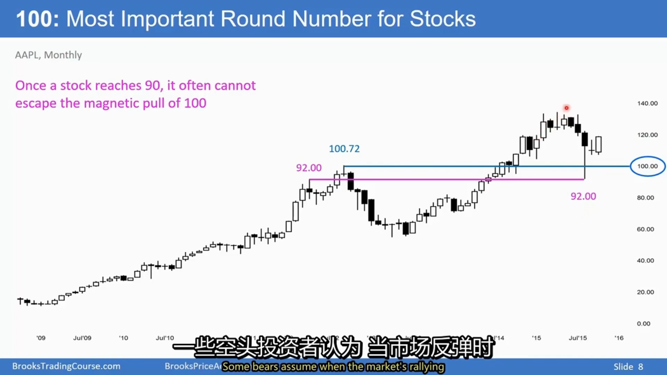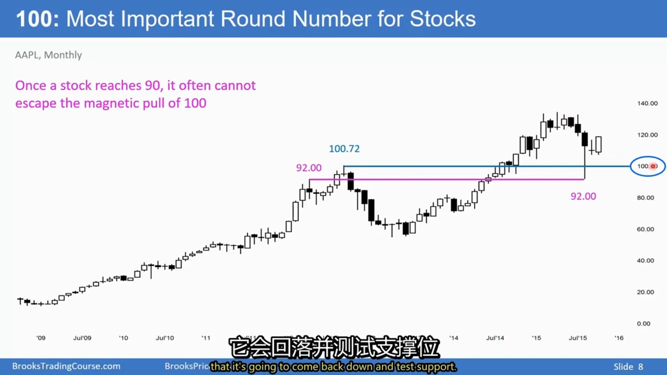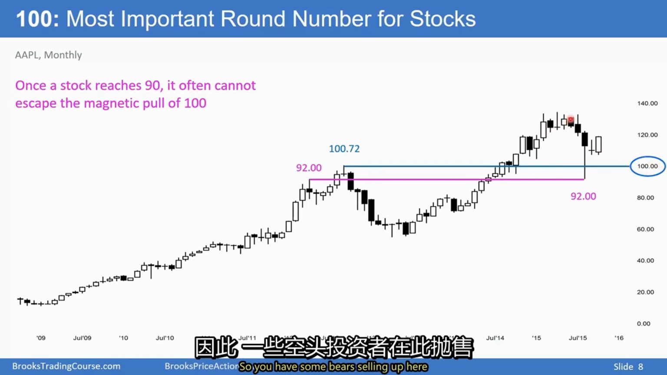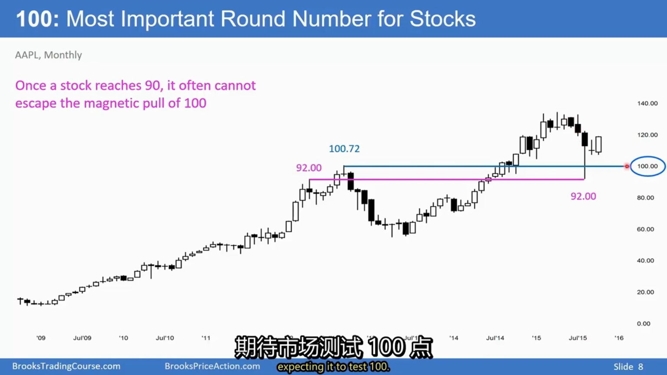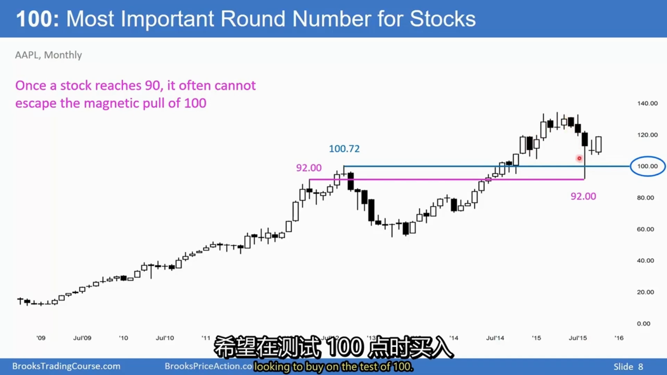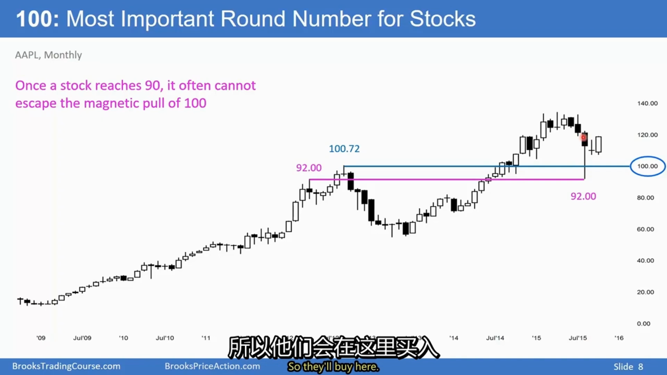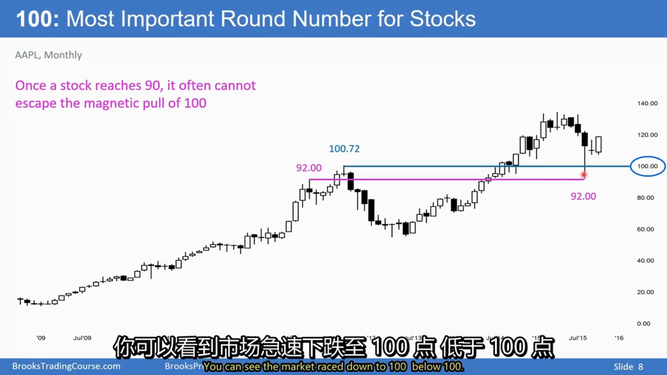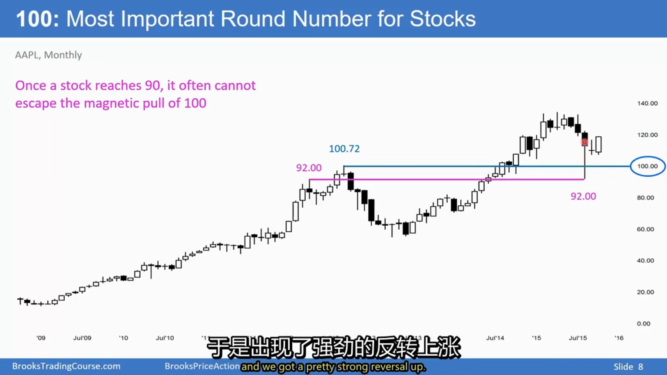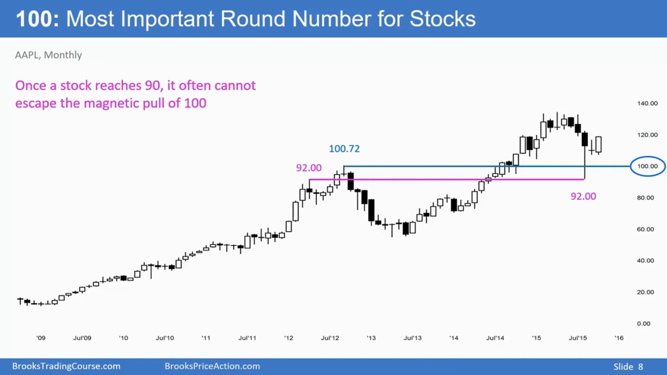Some bears assume when the market's rallying that it's going to come back down and test support. Big round number, 100 support. So you have some bears selling up here, expecting it to test 100. And you have bulls who are taking profits up here, looking to buy on the test of 100. So they'll buy here. You can see the market raced down to 100, below 100. The bears bought back their shorts, and the bulls bought, and we got a pretty strong reversal up.